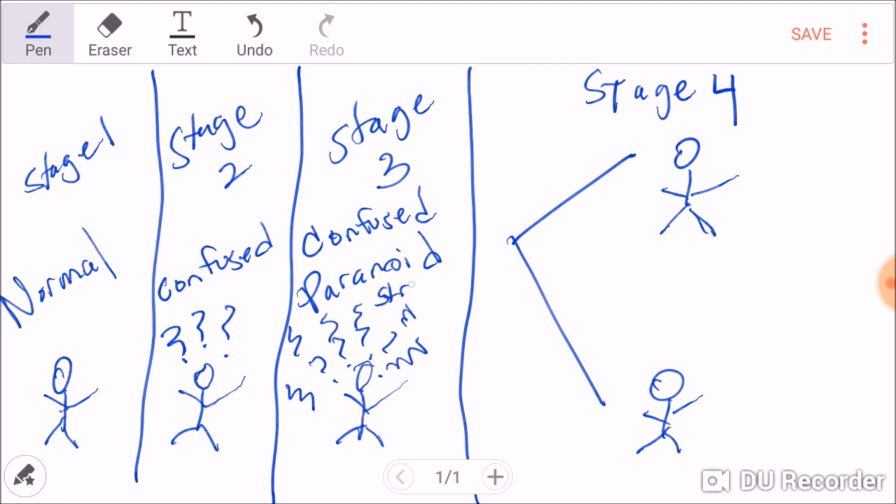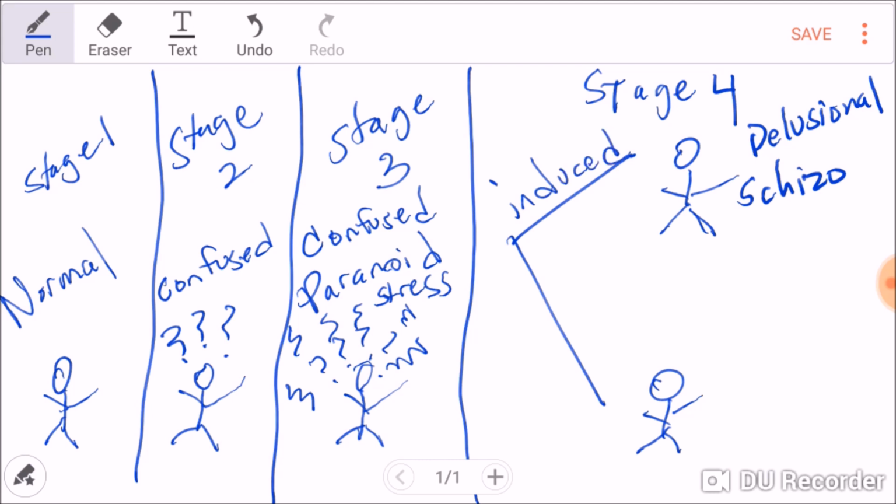And this could go in two directions. One direction is all of this stress compounded could make you into a delusional schizo. It's schizophrenic, but it's induced. That means they made you into a schizo. It didn't happen naturally. They made you that way. Or you could go the other way and you could recover. You could have some recovery and begin to fight back.